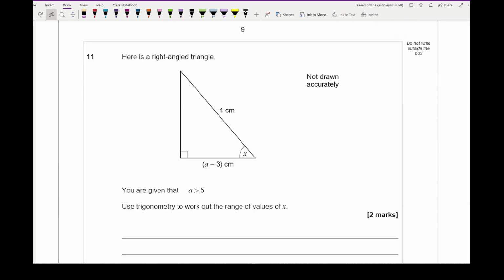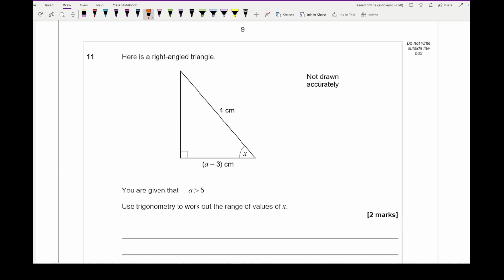So moving on to question 11, it says, here is a right angle triangle. You are given that a is greater than 5. Use trigonometry to work out the range of values of x. Now for 2 marks, this one's quite wordy. Some of you may get this straight away, in which case the 2 marks will be relatively easy, but I'm going to explain it in a way that makes a bit more sense. As it says use trigonometry, we've got a right angle triangle.